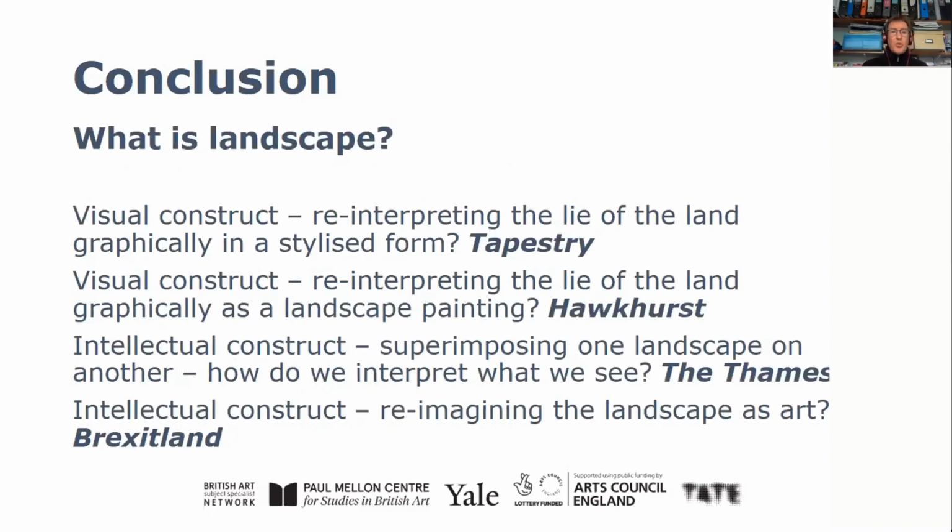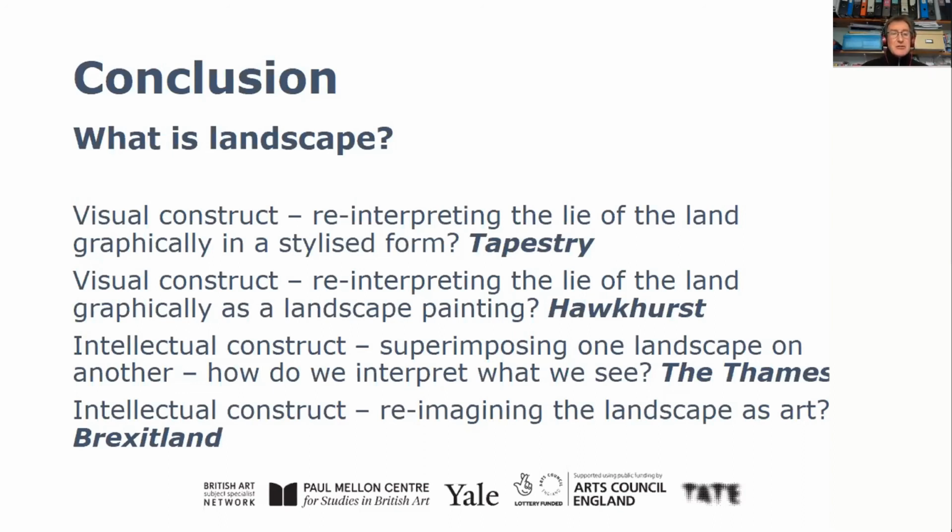So in conclusion, what is landscape? I think with the tapestry, we're looking at a visual construct. We're reinterpreting the lie of the land graphically in a very stylized form. So it looks a bit like the landscape, and the things are just roughly in the right place. It's a great depiction of the landscape. It's imaginative, it's creative. Hawkhurst, similar thing, reinterpreting the land graphically. And it almost looks like a landscape painting. It's a gorgeous looking thing, but very, very true to how the lie of the land is on the ground.